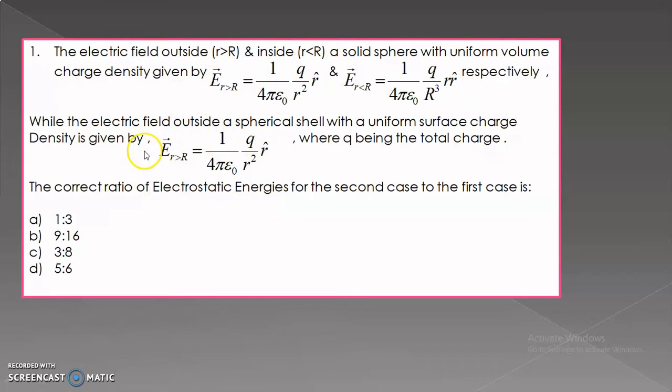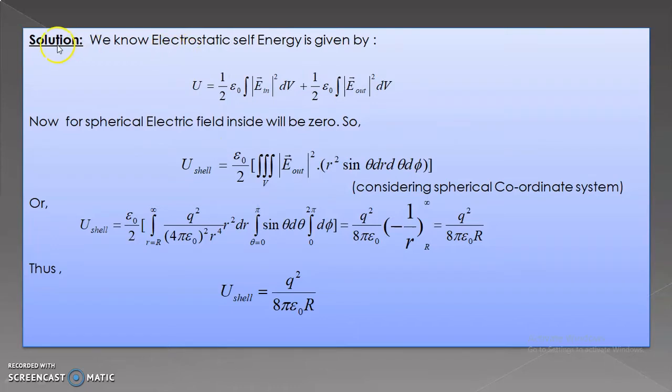We have been asked to calculate the ratio of electrostatic energies for the second case to the first case. So at first, what is electrostatic self energy? It is given by this equation, U, the electrostatic energy, which equals half epsilon naught under integration E inside plus the electric field outside.